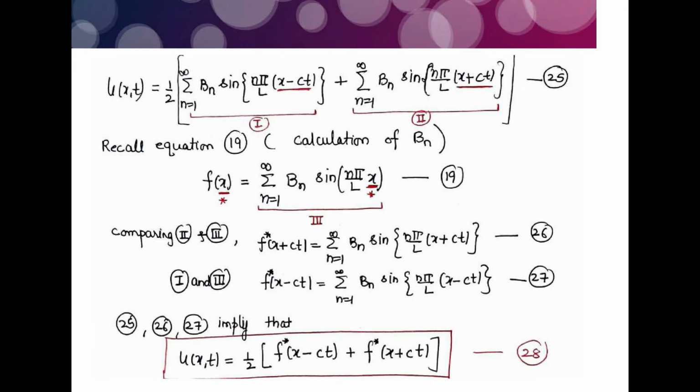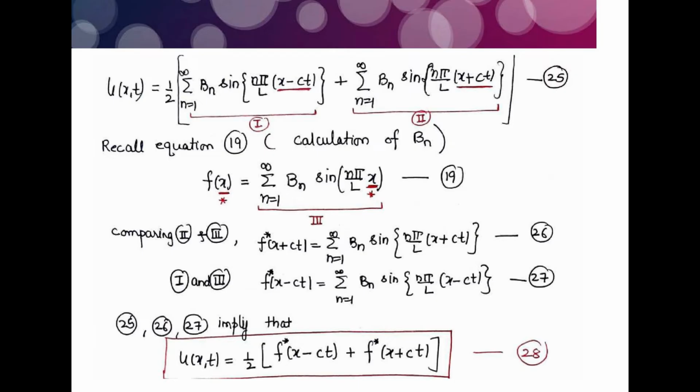Here I am rewriting equation number 25. u(x,t) as half, first term summation over n from 1 to infinity of Bn sine(n pi over L into (x minus ct)). I have underlined this expression x minus ct, plus summation over n from 1 to infinity of Bn sine(n pi over L into (x plus ct)). And the expression in this second summation term with sine is x plus ct. So I am calling these 1 and 2.